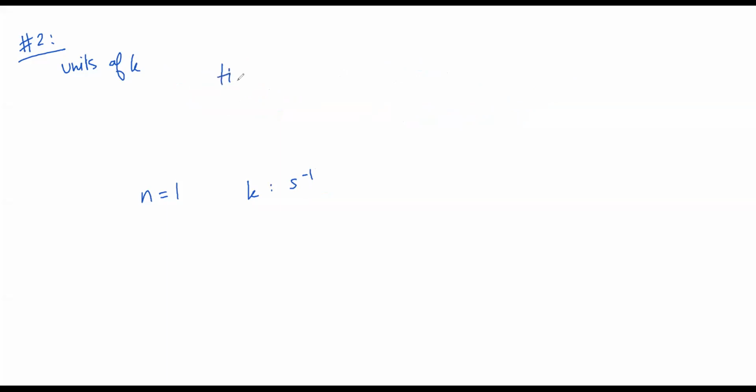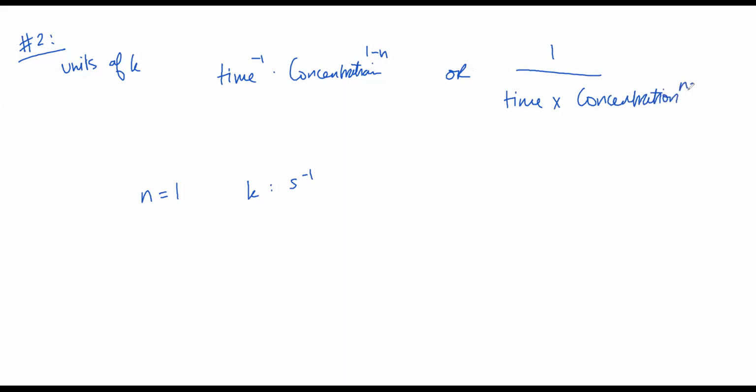So I can write it as time to the minus 1 multiplied by concentration to the 1 minus n, or we can rewrite it as 1 over time times concentration to the n minus 1, right? Or we can write it as 1 over time multiplied by concentration to the n minus 1.